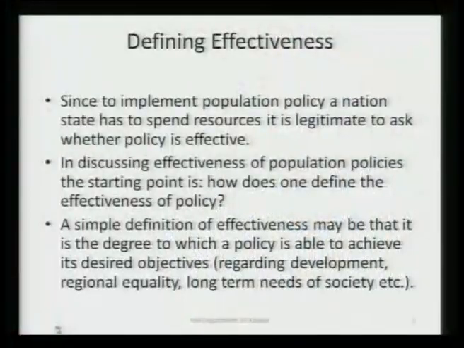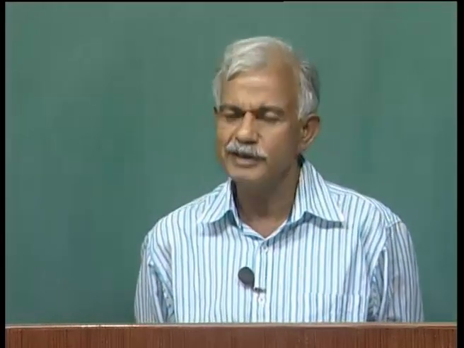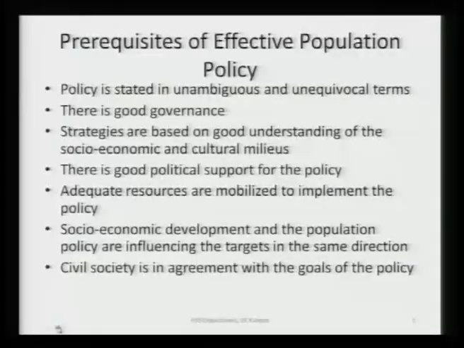Here a simple definition of effectiveness may be that it is the degree to which a policy is able to achieve its desired objectives. The policy may be in the field of development, in the field of regional equality, or in the field of long term needs of society. So, in population policy, it means that by spending so much money in implementing population programs, what has been the result?